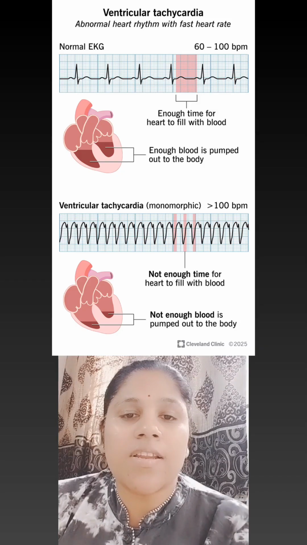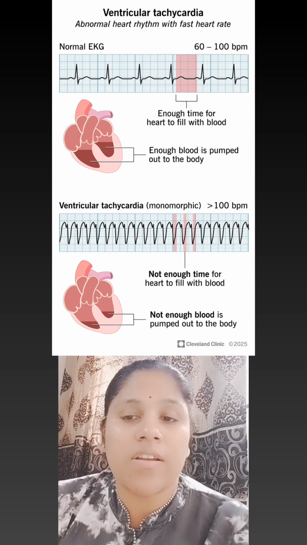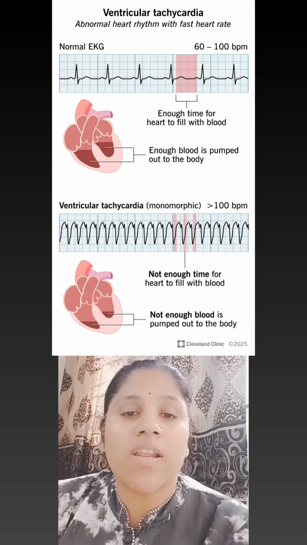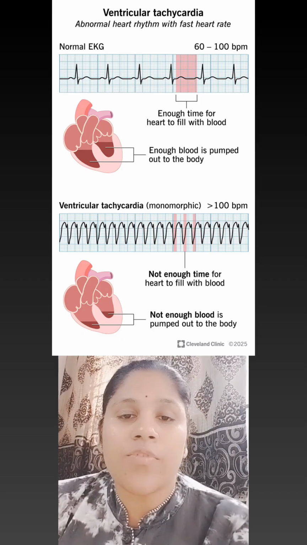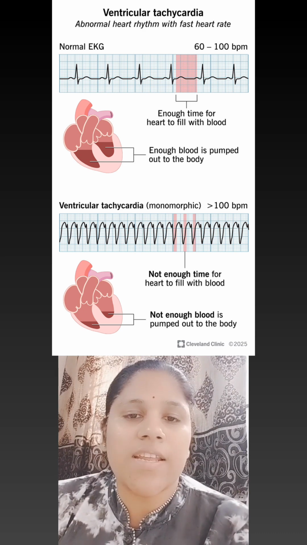What happens in ventricular tachycardia, as the rate is very high, and it is the monomorphic type of ventricular tachycardia where the rate is more than 100 beats per minute? The time for the heart to contract is very short because the heart rate is very high, and the blood does not adequately fill the ventricular chambers. So we will not get enough blood for the cardiac output. This is the physiology behind ventricular tachycardia.